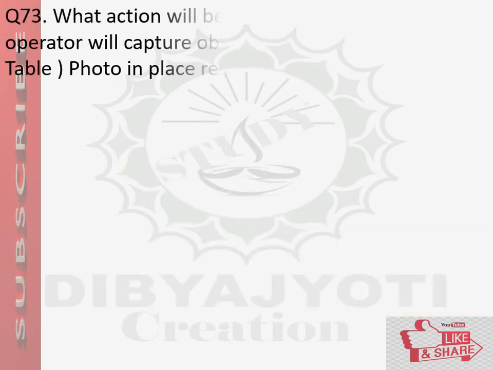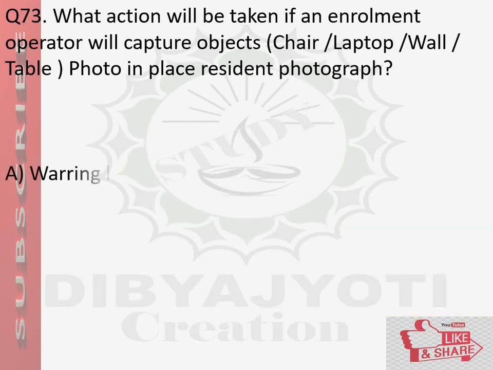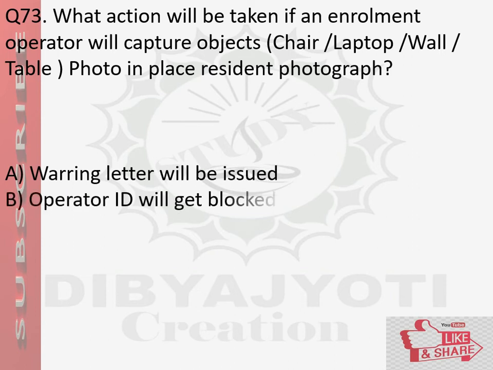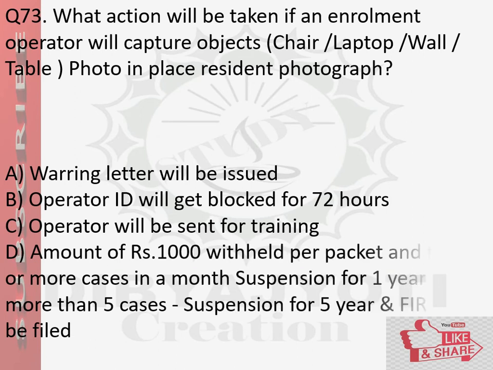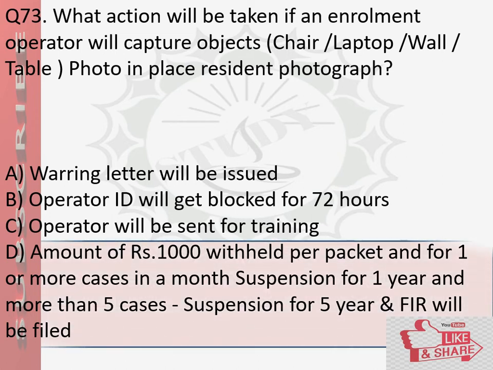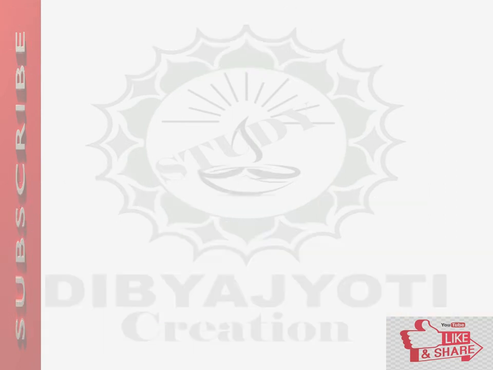Then next, what action will be taken if an enrollment operator captures an object like a chair, laptop, wall, table, or photo in place of the resident photograph? And the answer is option D, amount of 1000 withheld per packet, and for one or more cases in a month, suspension for 1 year, and more than 5 cases, suspension for 5 years, and FIR will be filed.